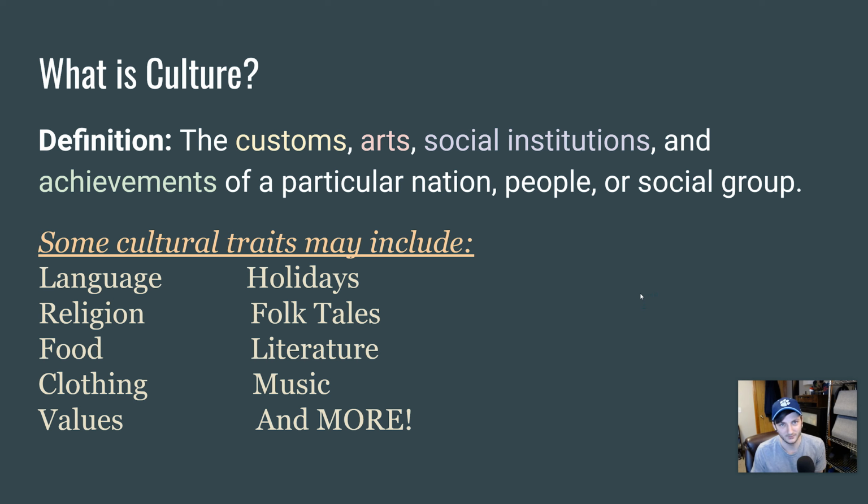What is culture, first of all? Other classes might do a better job at tackling this concept because it's huge. But for us, this is going to be the customs, arts, social institutions, and achievements of a particular nation, people, or social group. So, for instance, everything you do is culture. Think of something you do. That's culture. Language, religion, food, clothing, values, holidays, folktales, literature, music, and more. That's just to name a few. But everything that we have structured around ourselves in society has come from our culture.